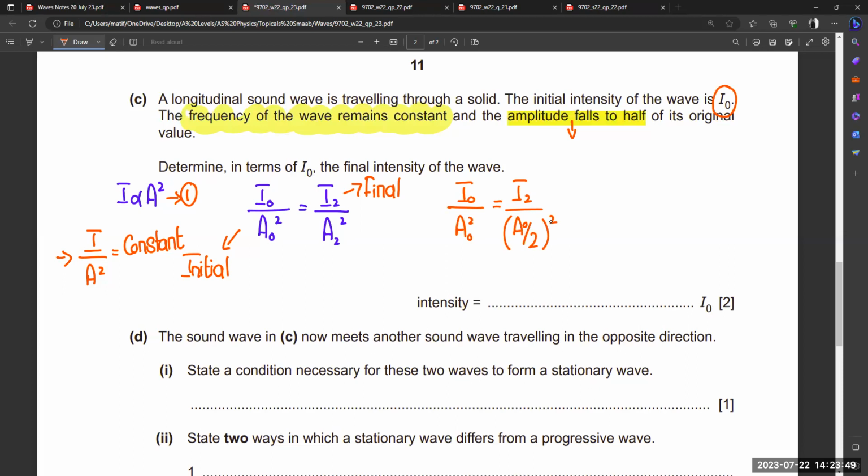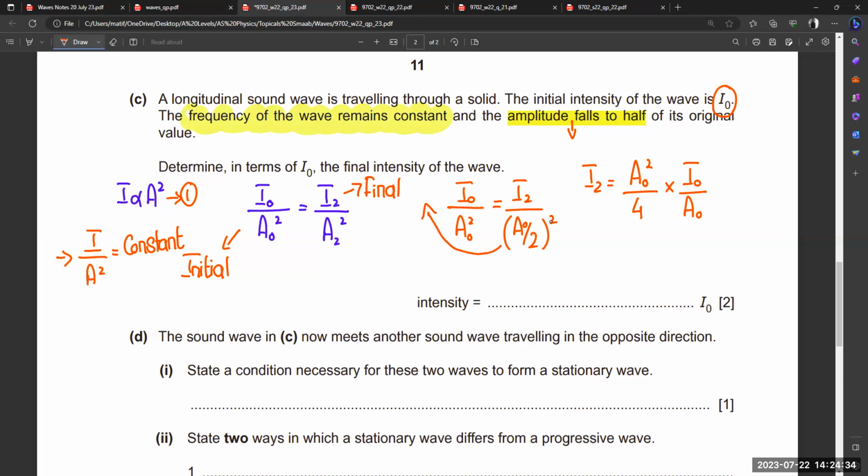So now you just need to do some mathematical steps that will give you the final answer. We need to find out the value of I2. So I2 will be equal to what? This 2 will become 4, right? And it is going to be multiplied on the other side. So it will be equal to A naught square over 4 multiplied by I naught over A naught square. This whole component is added on the left hand side.